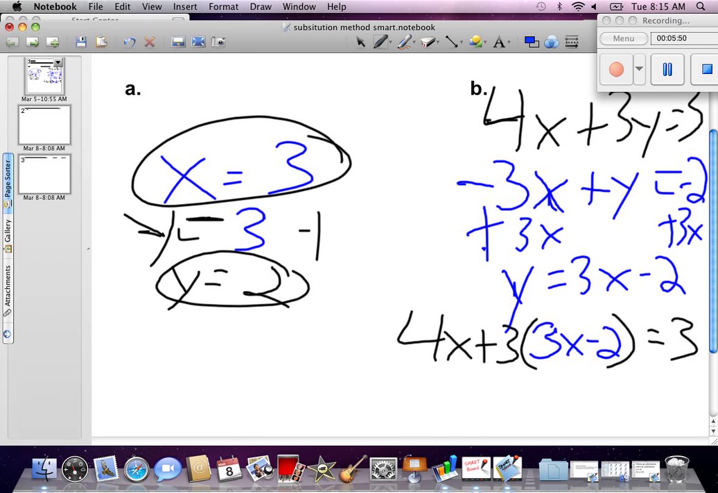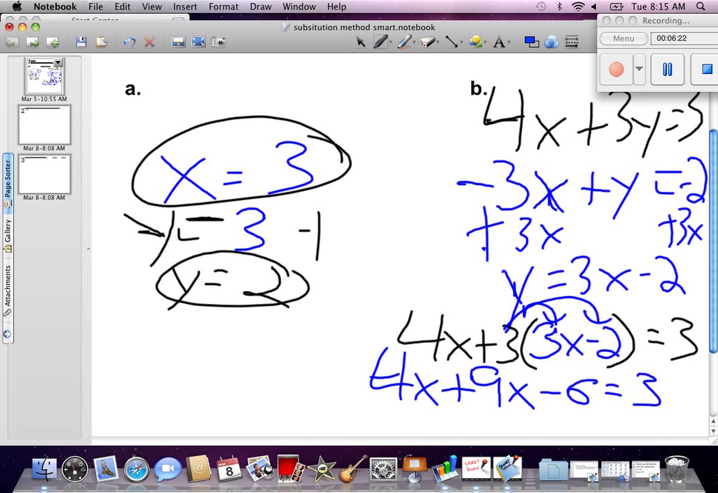And Harley, what do I need to do now? I've stuck the blue part for y in there. So I've got 4x plus 3, parentheses, 3x minus 2, end parentheses, equals 3. What do I do now? Distribute the 3 to both in the parentheses. So what am I going to get? I've got 4x plus 9x minus 6 equals 3.